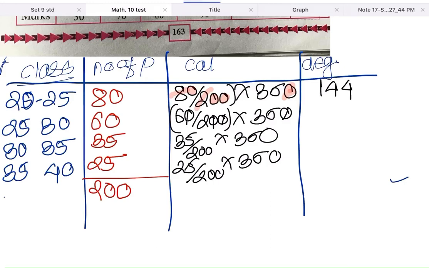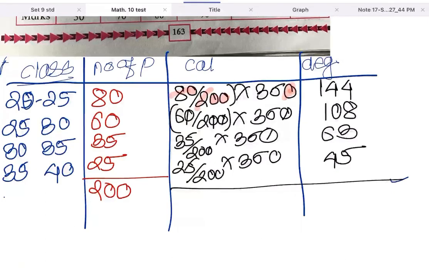So 36 times 3, write down 108. Next one, 10 cancel with each other. So 35 multiplied by 36 divided by 2. So your answer is 63. And for the last one, after the calculation you will get the answer equal to 45. So this is the table, and you have to complete this table. Clear? So this is your calculation part.